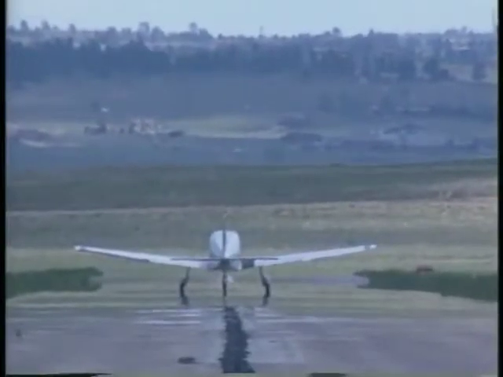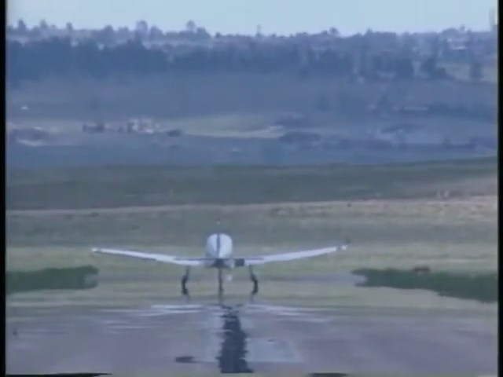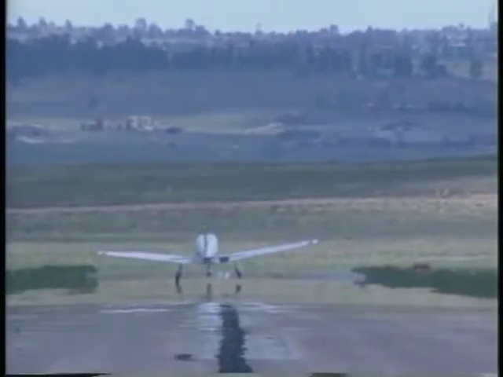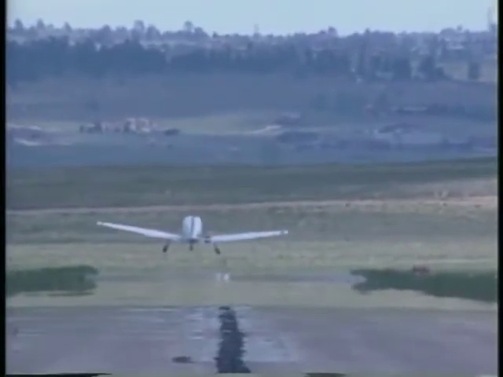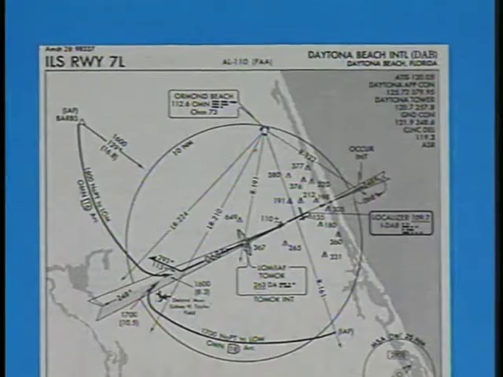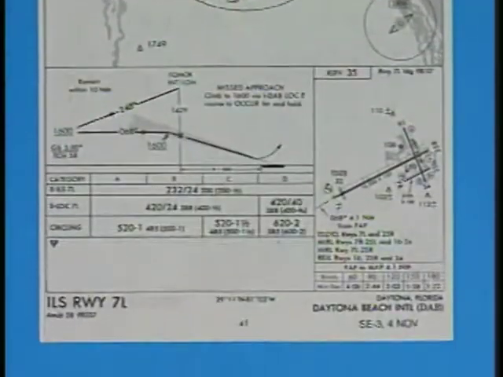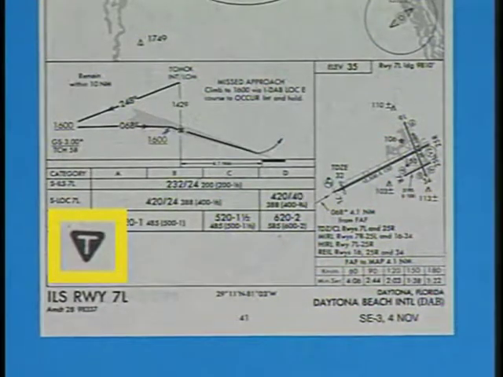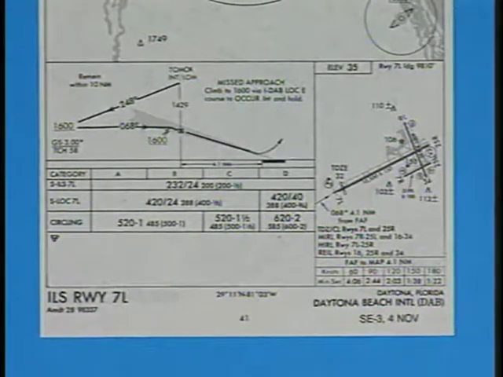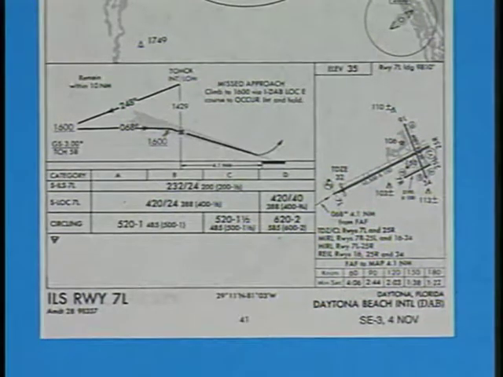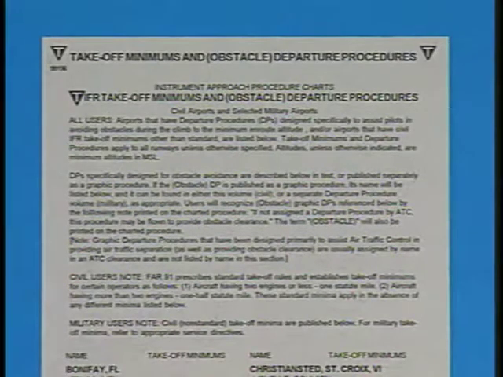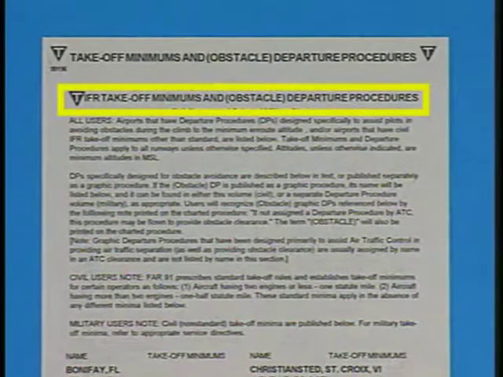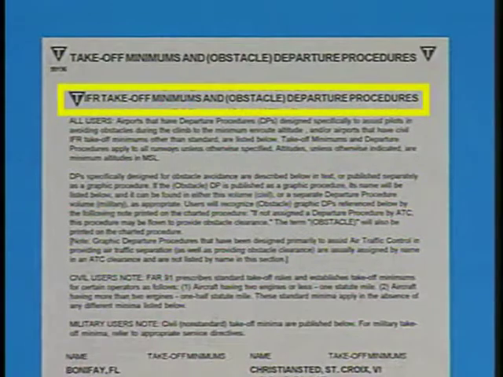Because some airports have obstructions such as rising terrain, a minimum ceiling, as well as an increase in the visibility, may be required. If the minimums are higher than standard, they will be noted on NOS charts by a triangle symbol enclosing a T. This symbol is found in the information box and can also indicate that departure procedures are published. To determine the exact minimums, you need to refer to the IFR Takeoff Minimums and Obstacle Departure Procedures section in the front of the Terminal Procedures booklet.